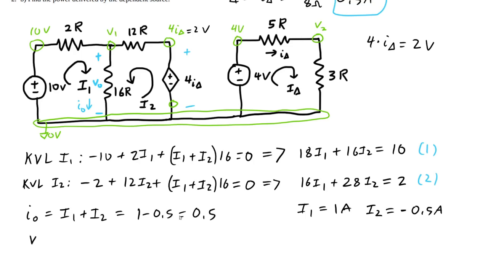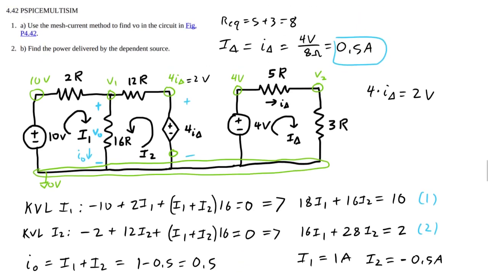And V equals I times R, so V equals IO times R, which is 1/2 times 16, 8 volts. So that means that V1 or VO equals 8 volts. So we've solved the first part of the problem. Now we got to find the power delivered by the dependent source.